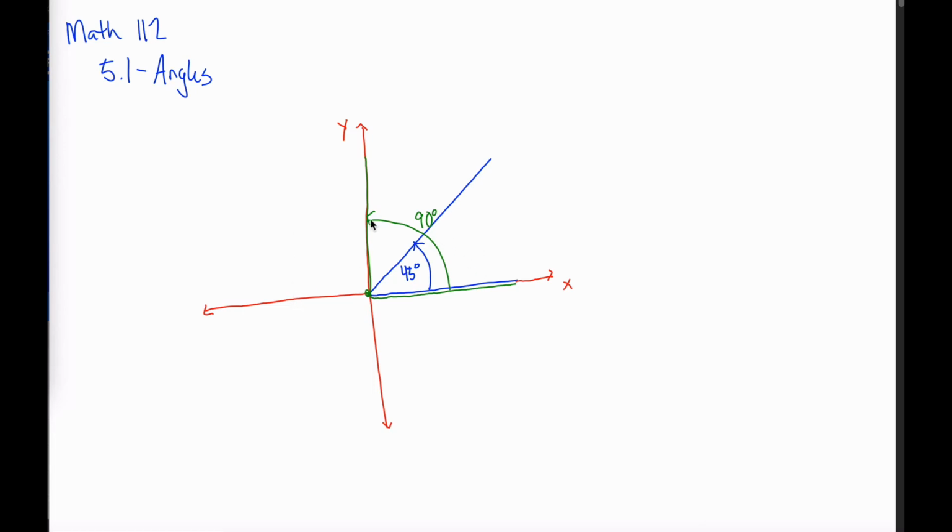Why? Well, you can think about it as the sum of two 90-degree angles, right? It's 90 to here, so it'd be another 90 to here. That'd be a 180-degree angle. And there's no reason we can't go all the way down here. That would be a 270-degree angle.